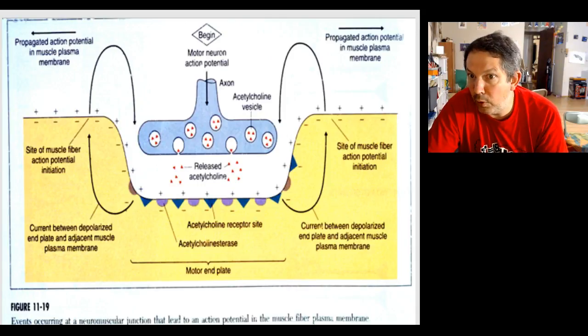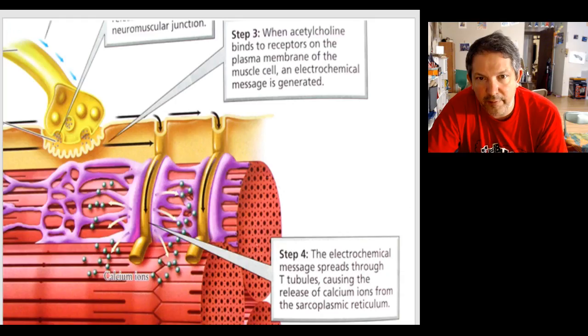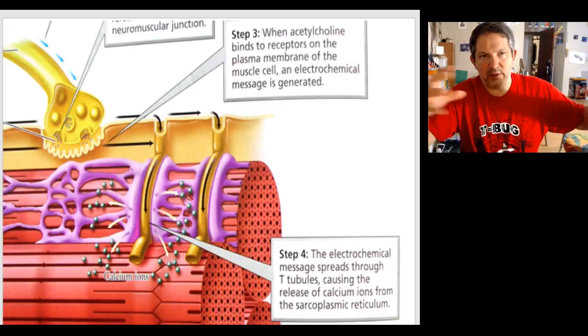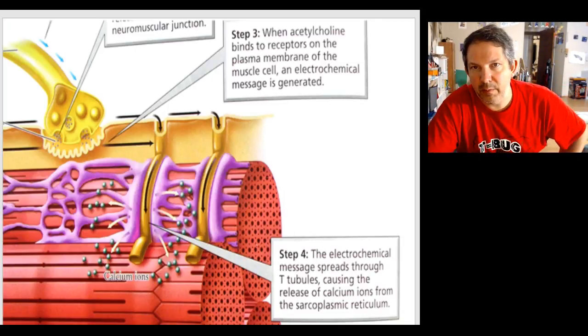Well, we've got to tell the whole cell to contract, and it's a very long cell. So how are we going to spread that signal? Here, a wave of action potential spreads very quickly along the whole cell. And remember the transverse tubules? These are extensions of the cell membrane.